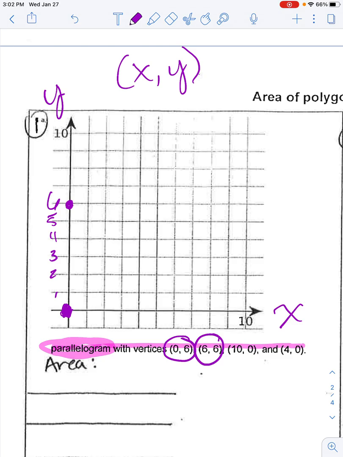The next one is 6, 6. So 6 to the right. 1, 2, 3, 4, 5, 6. 6 to the right, and then 6 up. There's 6, 6. 10, 0. 10 to the right, and then 0 up, 0 down. Stays right there on the axis. And 4, 0. 4 to the right. 1, 2, 3, 4. 0 means we don't go up or down. So there's my 4 points.